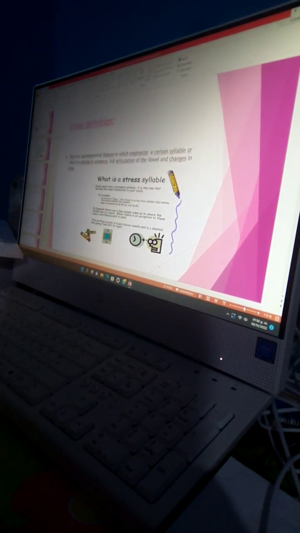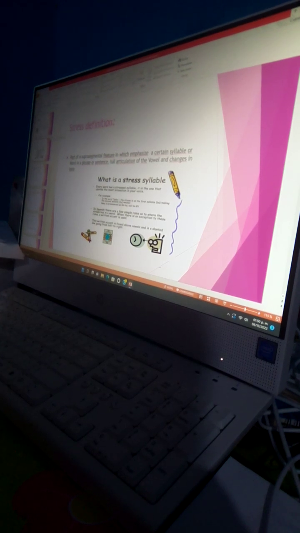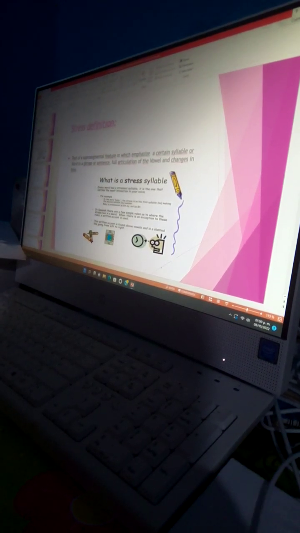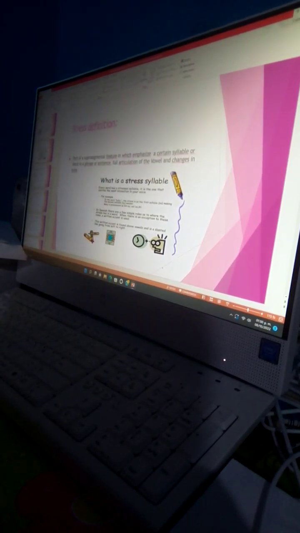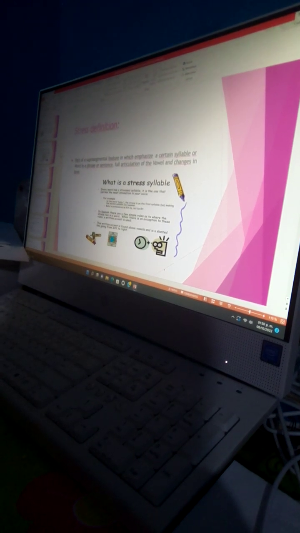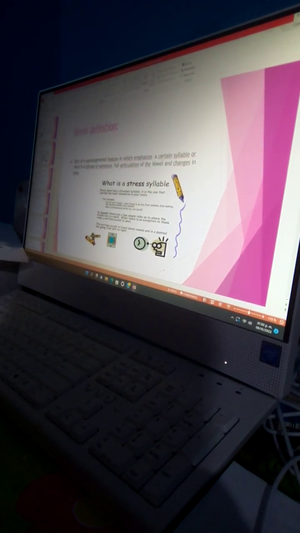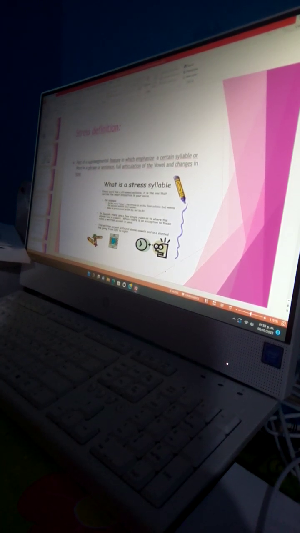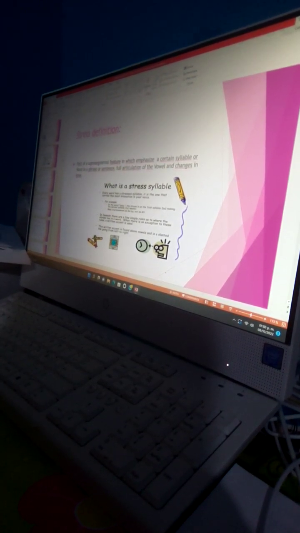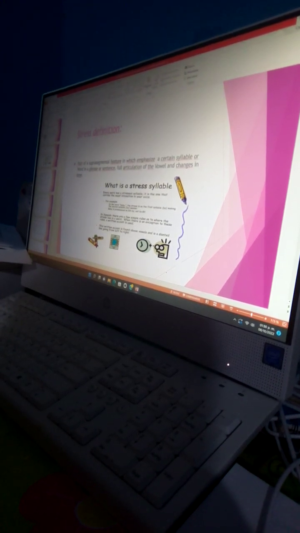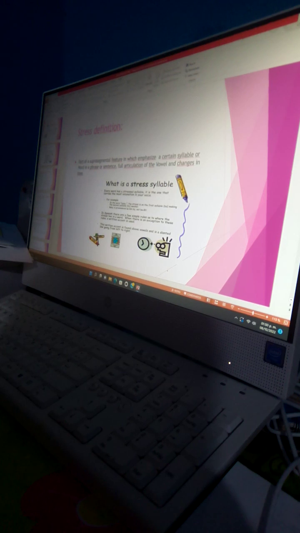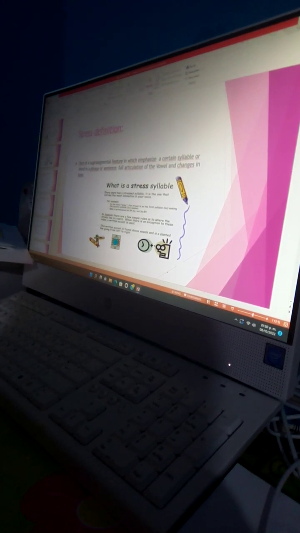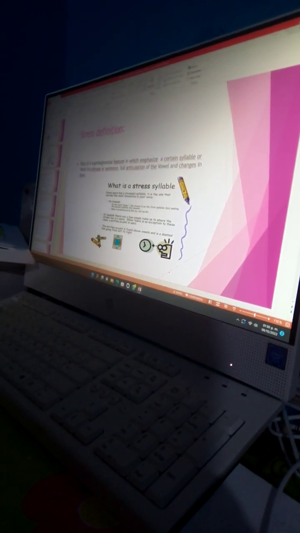Hello, teacher Marcia. I have a question. Can you explain to me what is the stress in phonology? Sure, of course, Flor. Let's define it first. Stress is part of the suprasegmental features in which we emphasize a certain syllable or word in a phrase or sentence. It involves full articulation of the vowel and changes in tone, right? In simple terms, it is when you stress the word you want to pronounce.